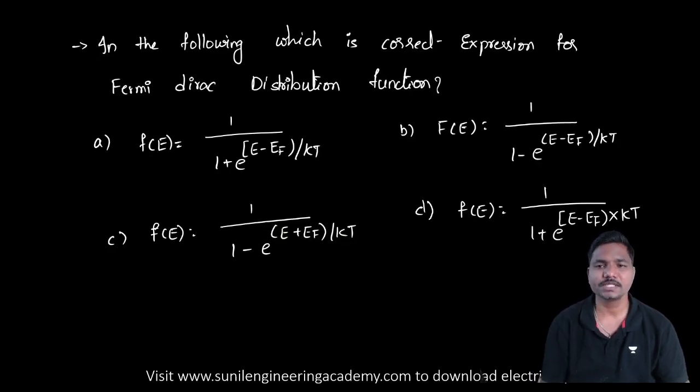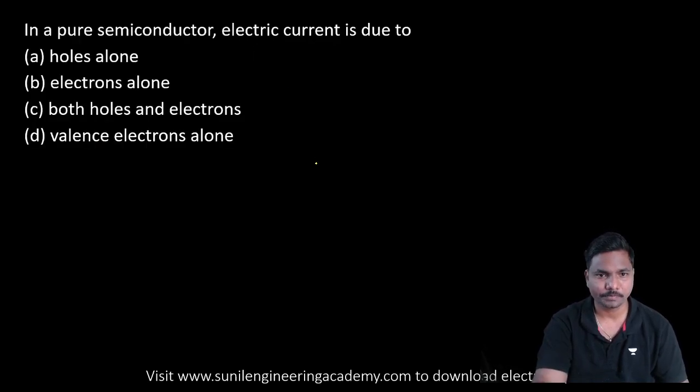In the following, which is the correct expression for the Fermi Dirac distribution function? F of E is equal to 1 by 1 plus e to the power E minus EF by KT. That is option A. Okay, so the answer is option A.